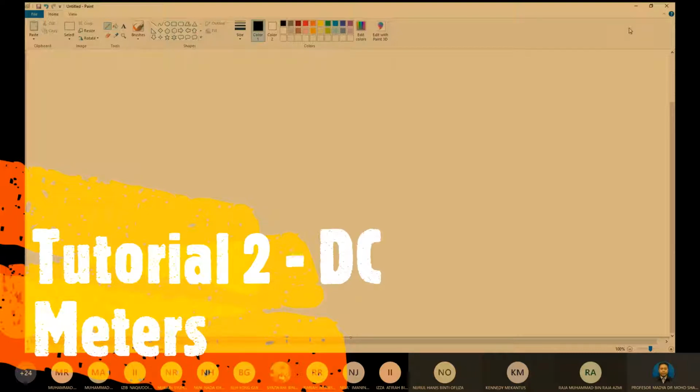All right, so first, this is the solution for tutorial 1. Actually this is our circuit. So this is RM, this is the shunt, this is the total current, this is the shunt current, and this is IM.